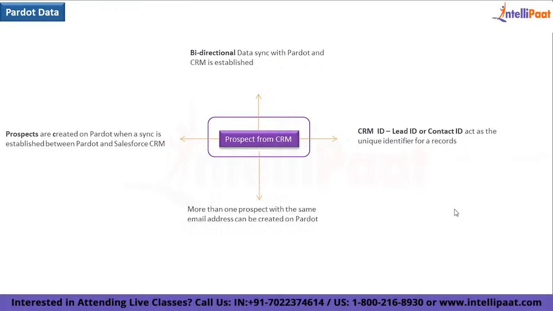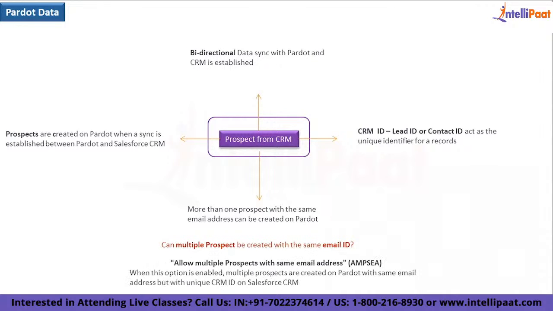Okay, so more than one prospect with the same email address can be created on Pardot when they are coming from CRM. That is what I told. Now, this might be a little bit confusing. When I say we can create more than one prospect with the same email address on the Pardot side, can we create it? Yes, we can create multiple prospects. Now, how can we create it? There is something called "allow multiple prospects with the same email address."